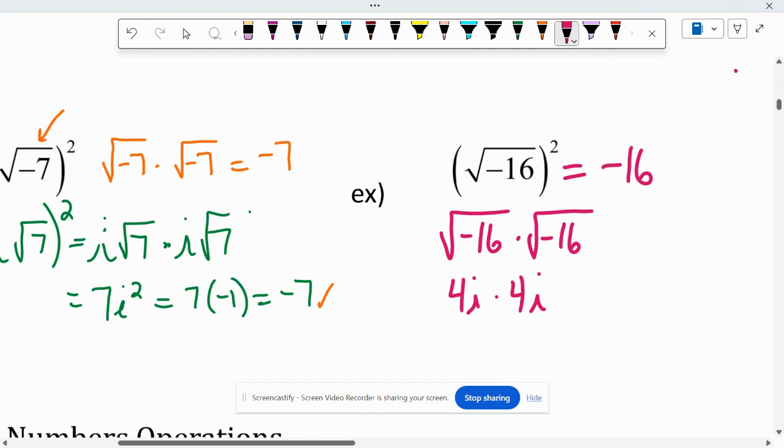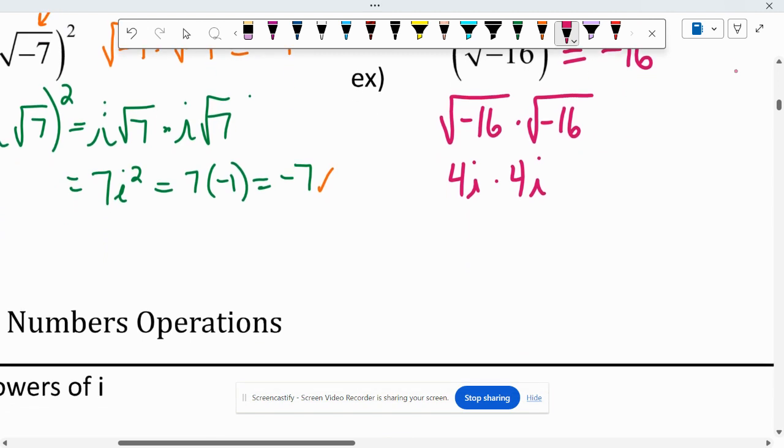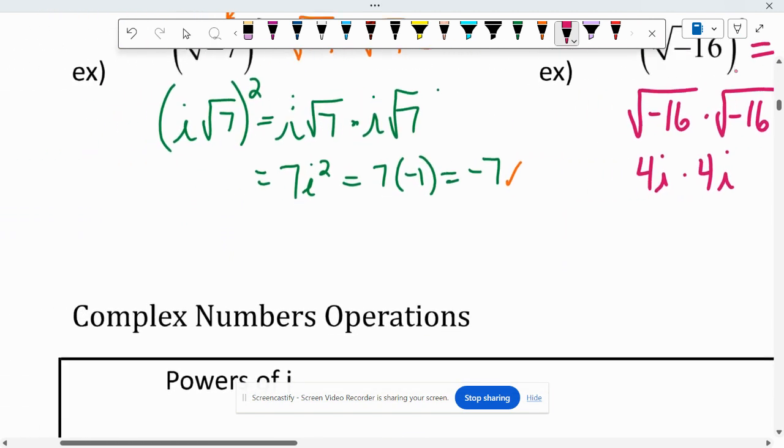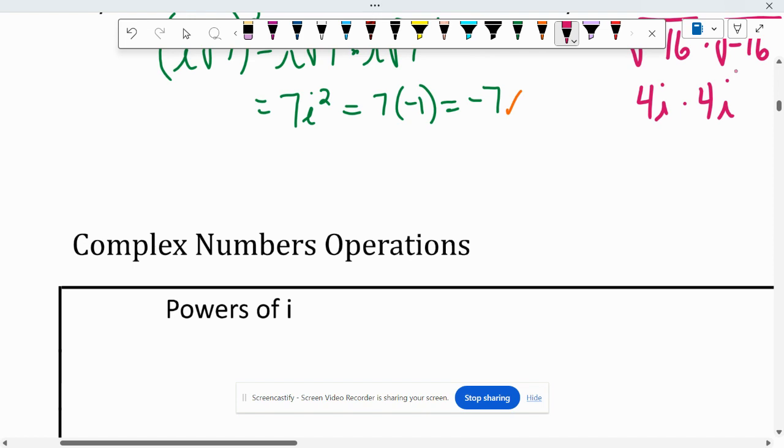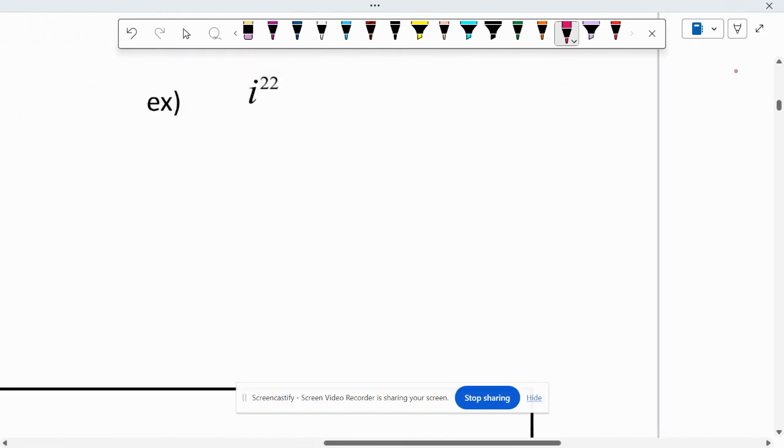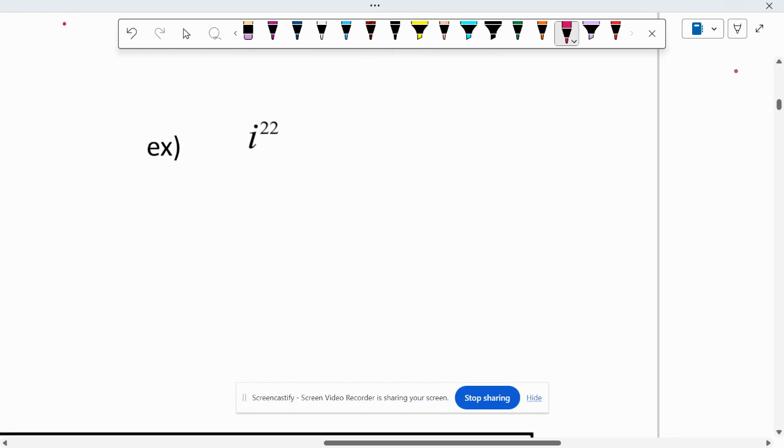Okay. I think that we have some examples like this. It says complex number. Do you guys have anything else? Am I missing one? Yeah, i to the 22nd. Is it not on my paper? It is. Okay. i to the 22nd.